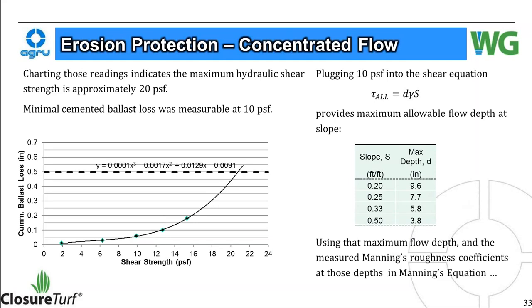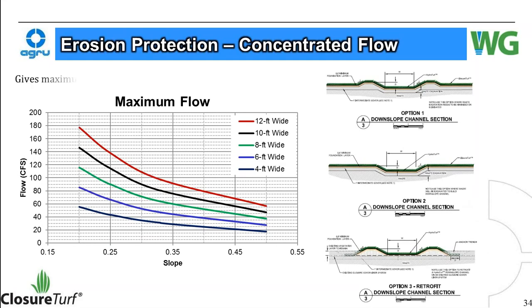So using those maximum flow depths and then the Manning's roughness coefficients for those depths in Manning's equation gives us this chart here for trapezoidal channels. Anywhere from 12 feet wide to 4 feet wide, you can get these kinds of flows at these slopes. One nice thing about this channel shape is that this can be easily cut with a dozer, especially those with articulating blades where they can shape these berms to the nice side slopes here that you see. These have been installed at several locations around the country now, and they work really well.